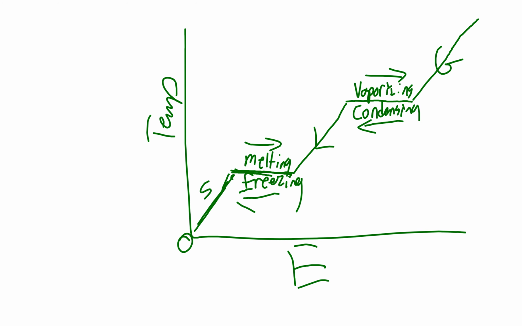On the heating curve, it's the same story. But we're starting with a solid, and we're melting, and then we're increasing temperature. We're a liquid that's getting hotter and hotter and hotter, and then our liquid starts to boil. And so the temperature stays the same as it boils, and then once we get to a gas state, the temperature starts going up again.